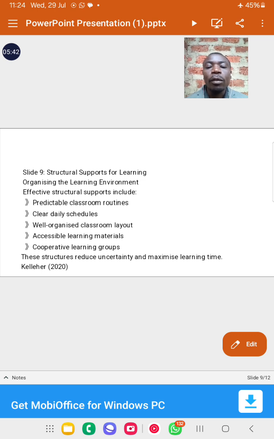Effective structural support includes: one, predictable classroom routines; two, clear daily schedules; three, a well-organized classroom layout; four, accessible learning materials; five, cooperative learning groups. These structures reduce uncertainty and maximize learning time. This is supported by Kira, 2020.